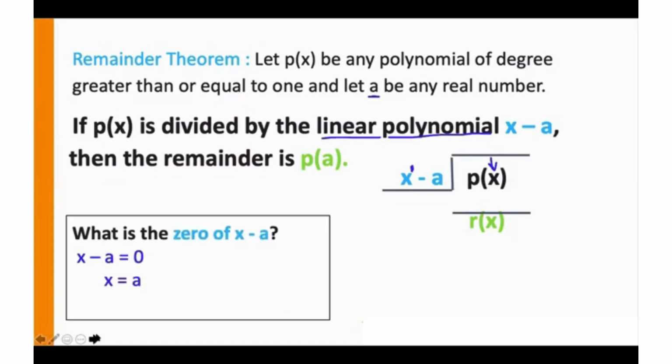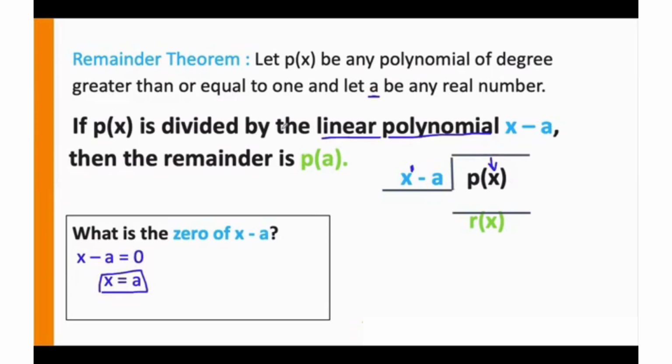Why a? Because a is the 0 of the divisor. What is the 0 of x minus a? It is a positive a. That's why when we put here p of a, we should get the remainder. Now we need to prove that we will get the remainder when we put a here. That's what we need to prove in this theorem.